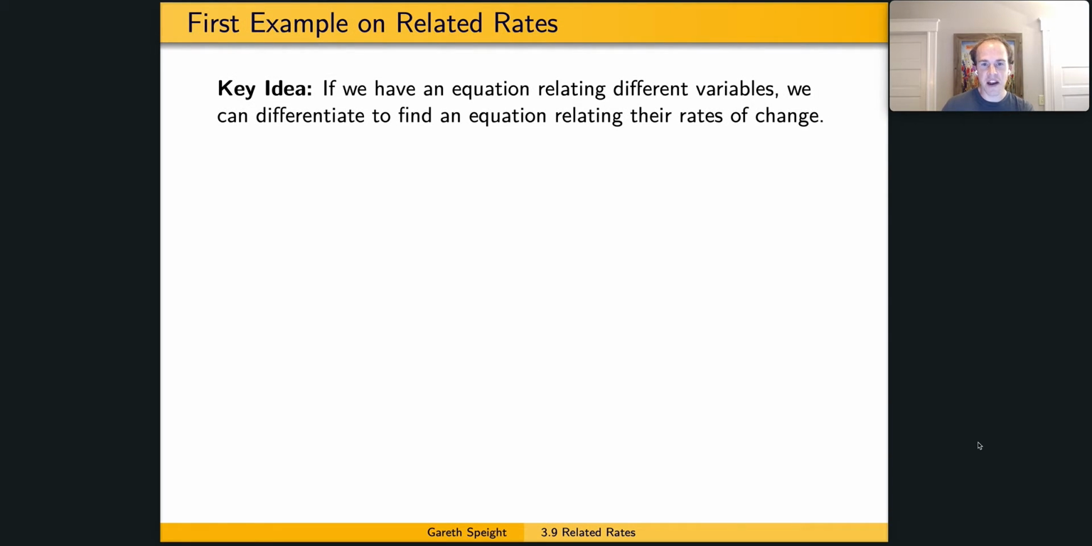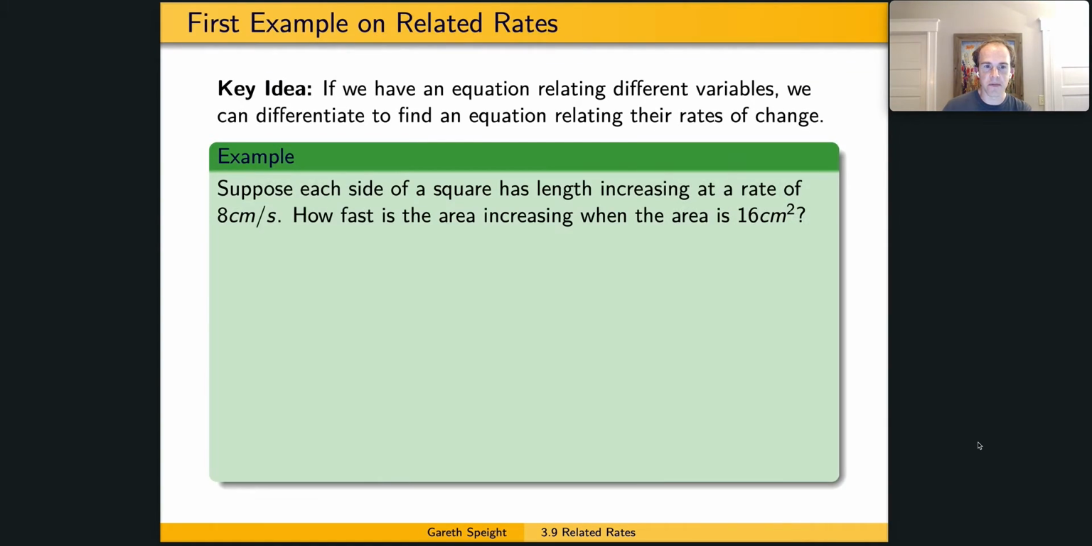So as we said, if we have an equation that connects different variables, then we're going to be able to differentiate that to find an equation connecting the rates of change. And the tools that we use are going to be pretty much as in the section on implicit differentiation. So let's start with a simple example. Suppose we have a square and each side has a length which is increasing at a rate of 8 centimeters per second. How quickly is the area increasing when the area is 16 centimeters squared?